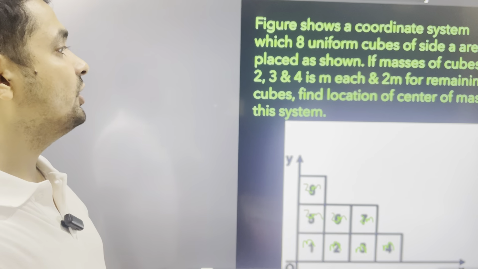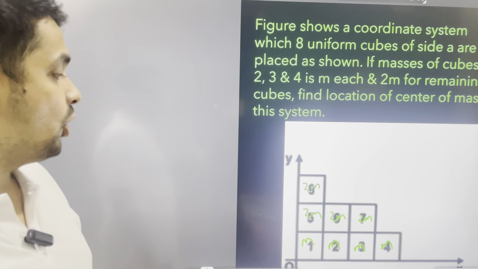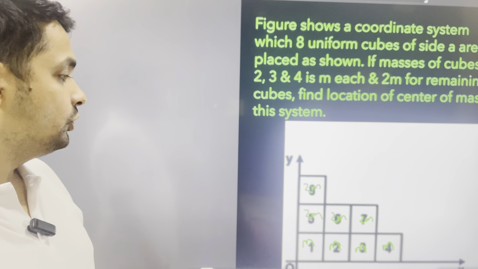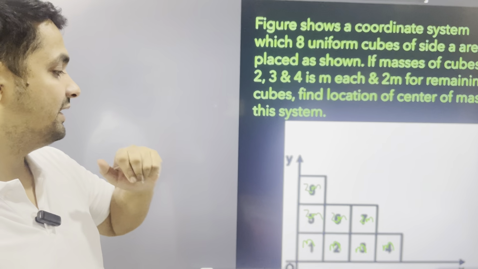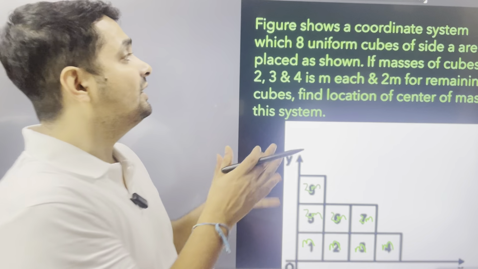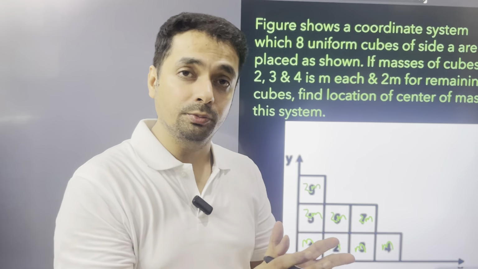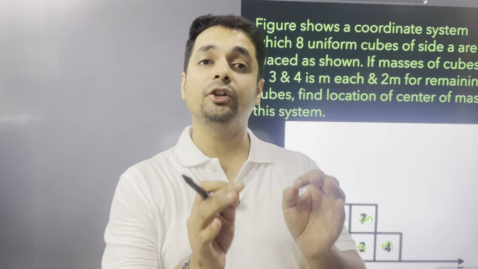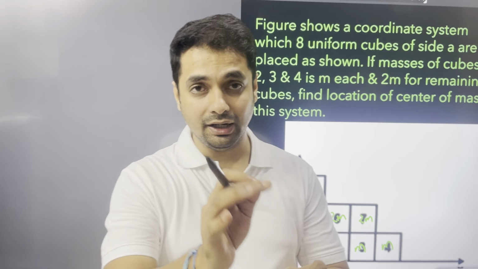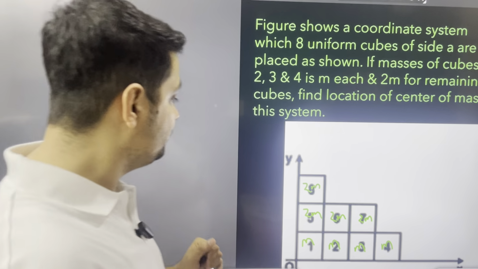Now find the location of the center of mass of the system. So how do we find the center of mass of the system? In this type of question, we will find x center of mass separately and y center of mass separately. And because these are uniform cubes, as I discussed already, for a uniform distribution of mass the center of mass will lie at its physical center, correct? So here also it will be like that only.